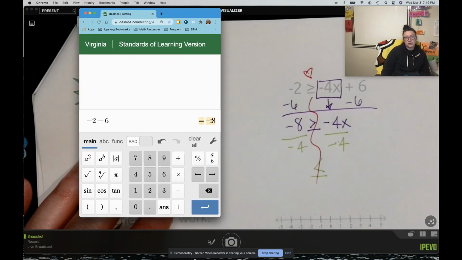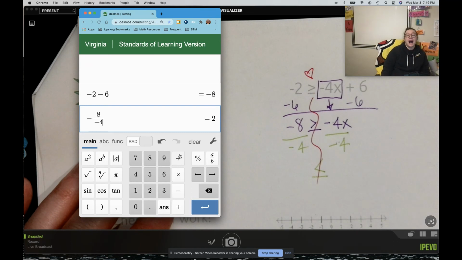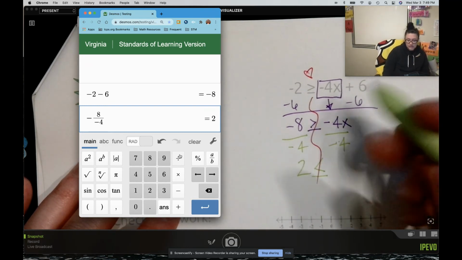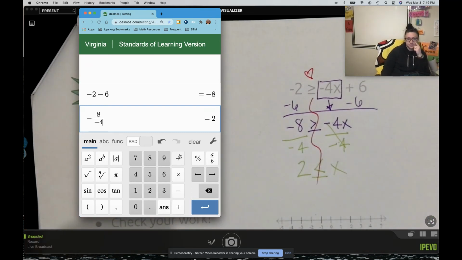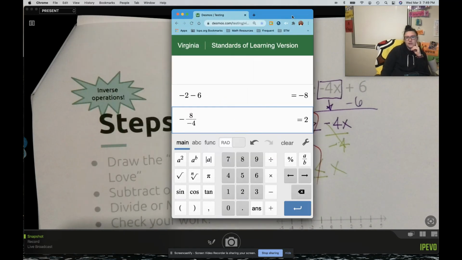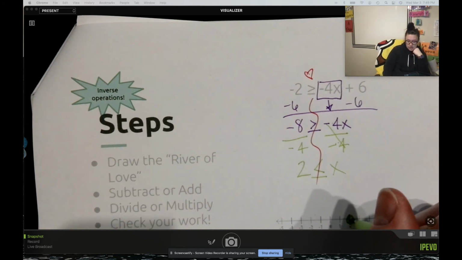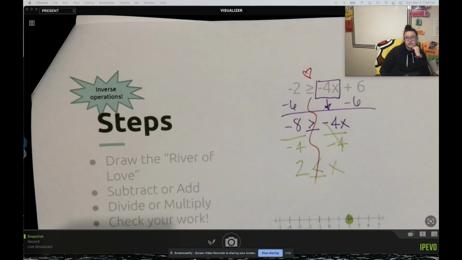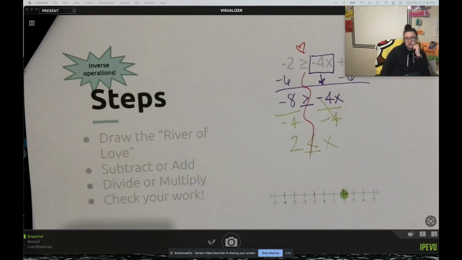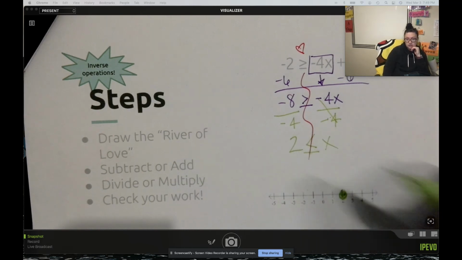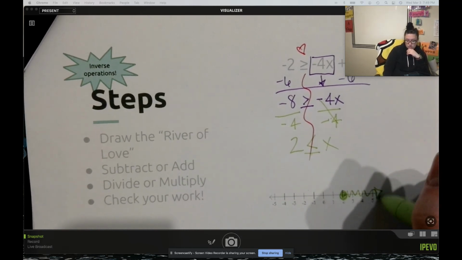Again, this part's probably going to trick people up with the negatives. If I do -8 divided by -4, I get +2 is less than or equal to x. Are we going to have an open or closed circle here? Closed circle on 2, because it has the line underneath that includes 2 in the answer. And what direction will I shade? To the right. X is bigger than 2, so I'm going to shade to the right.